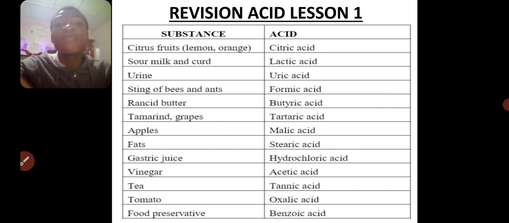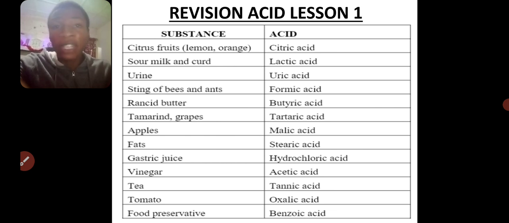Rancid butter contains butyric acid. Grapes contain tartaric acid. Apple contains malic acid. Fat contains stearic acid, fatty acid. Gastric juice contains hydrochloric acid. That's the mineral acid that you find in a natural source. Hydrochloric acid is present in gastric juice. Biology students will be taught gastric juice, the one that you produce from the human stomach that aids in digestion.